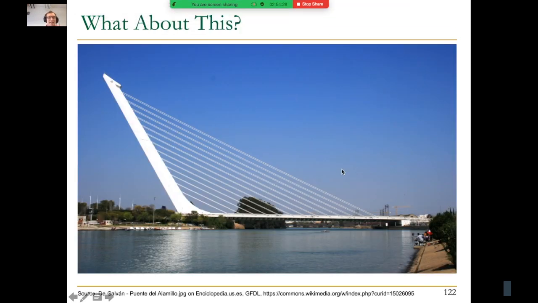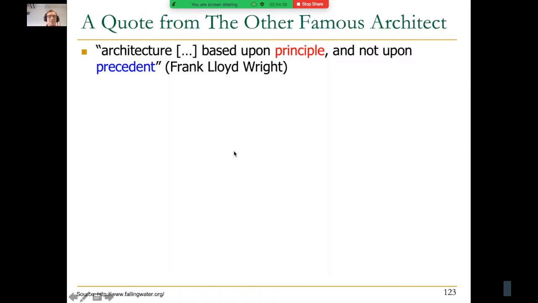This is another one in Sevilla. It's like a pigeon, as you can see. For other people, it's a harp. But I guess it was meant to be a pigeon.